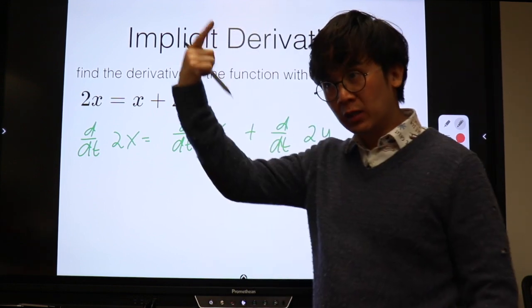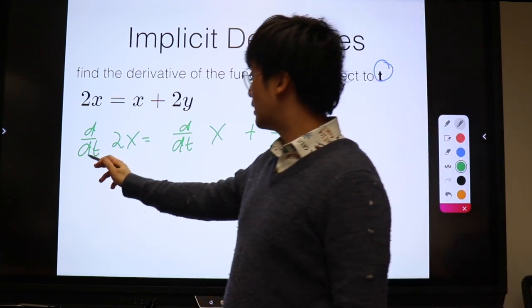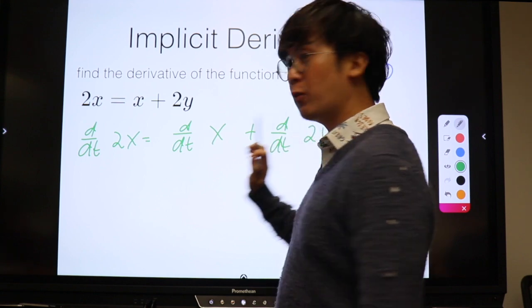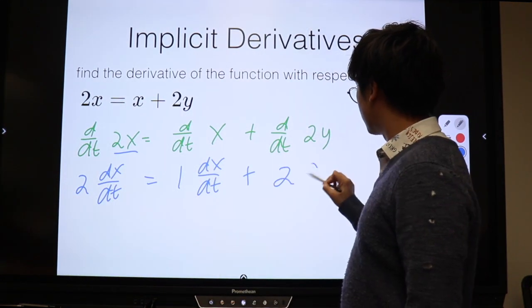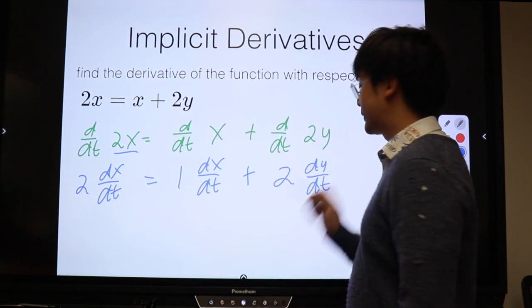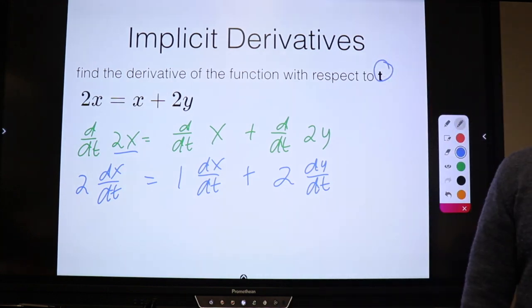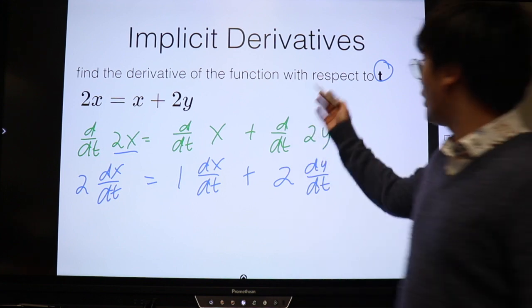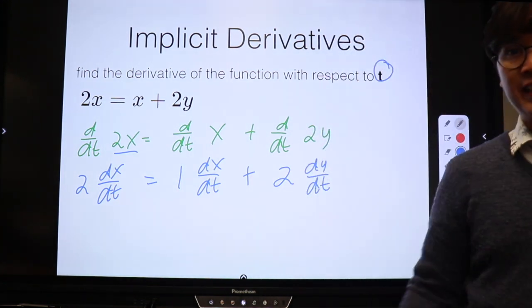And again, visually or in your head, you should be saying derivative of 2x with respect to t, derivative of x with respect to t, derivative of 2y with respect to t, 2 dy over dt. Is there anything here that we can simplify? No. So that is your function with respect to t this time.